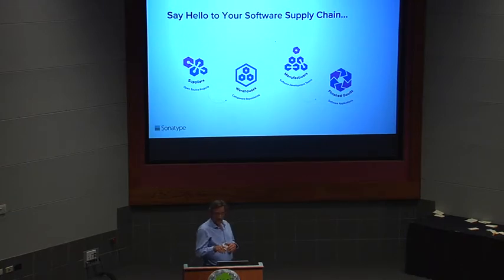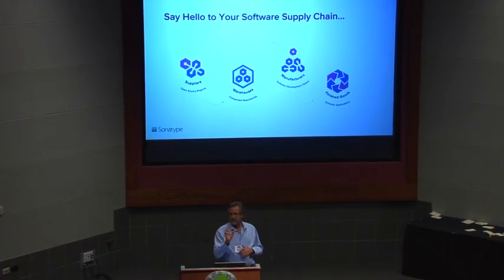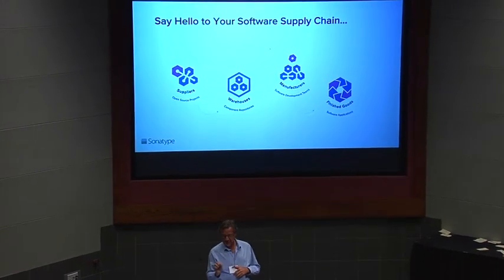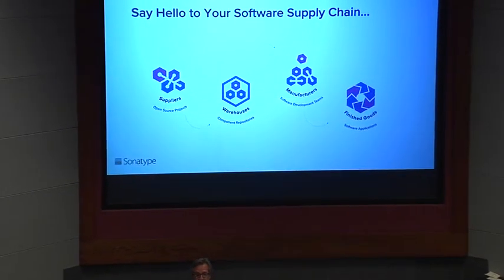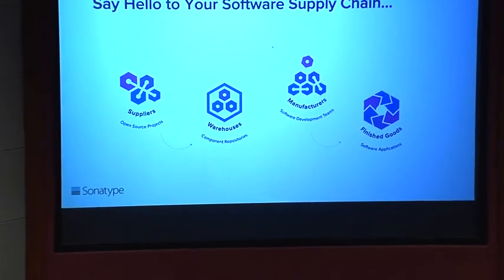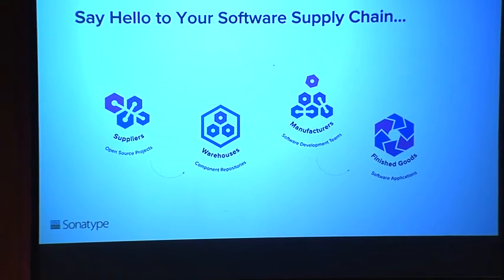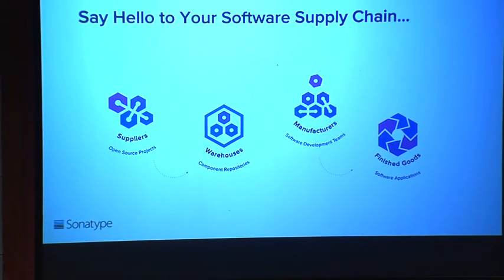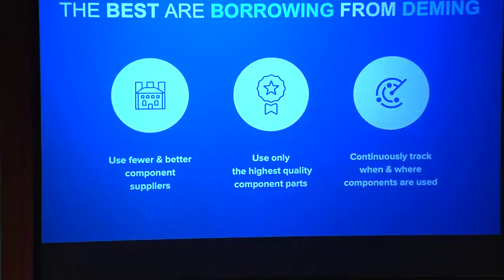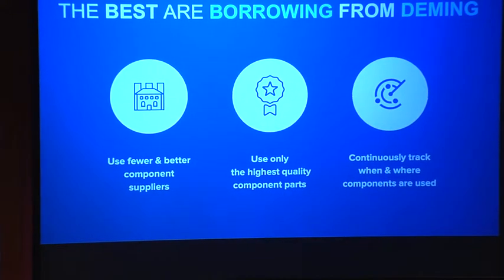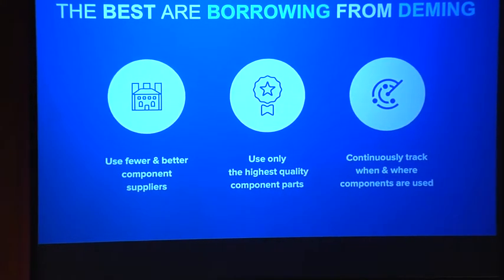Now you may notice here that there is a bit of a circular production pipeline going here in that you're producing software applications. Those components are often fed back into the open source as suppliers. Okay, so given that we have a software supply chain, what is the best way to manage it?